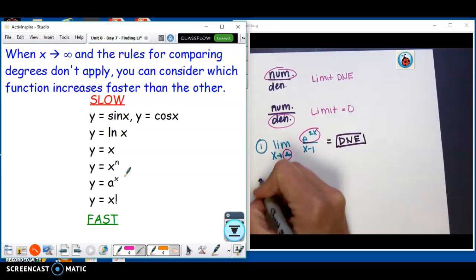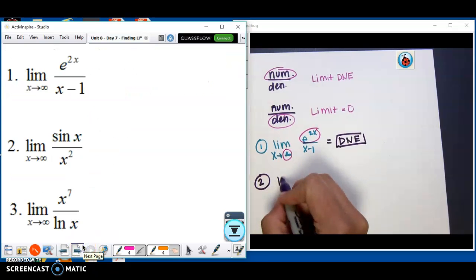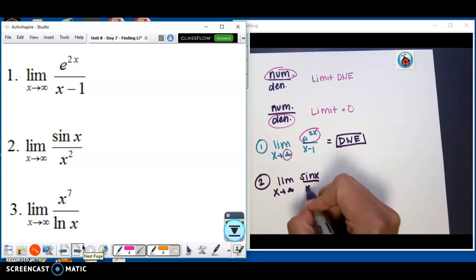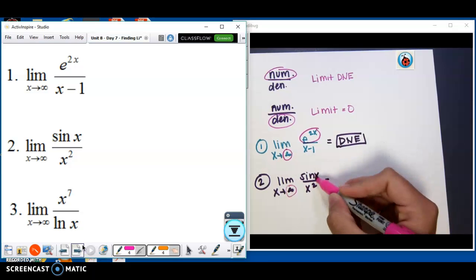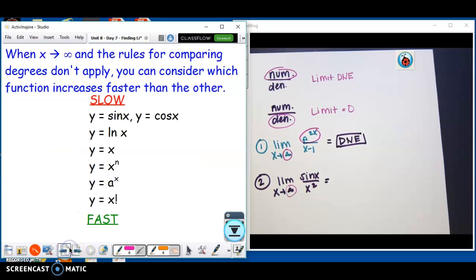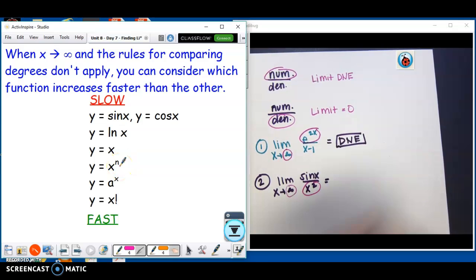Okay, so then if we take a look at the second one, we have the limit as x approaches infinity of sine x over x squared. We're looking at the limit as x approaches infinity. These are not both just algebraic, like polynomials is what I'm trying to say. They're different types of functions, so we have to see which one's going to go faster. Sine is the slowest, whereas x squared goes faster. So if the denominator overtakes, that means the limit is going to be equal to 0.